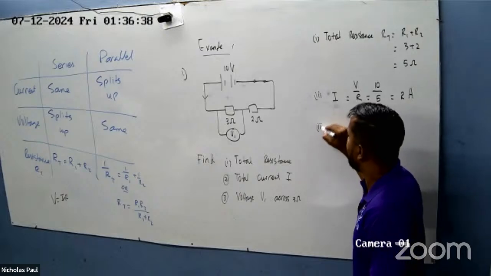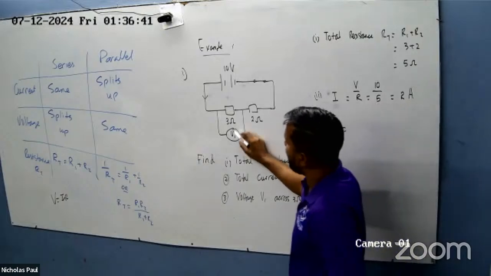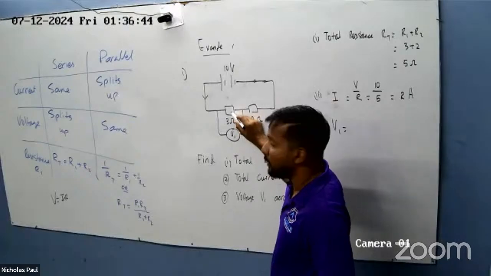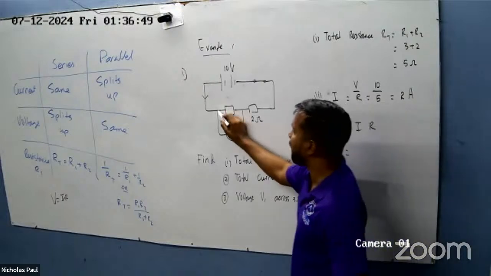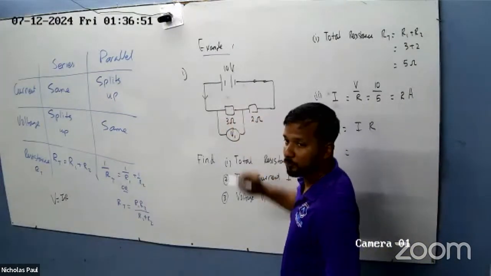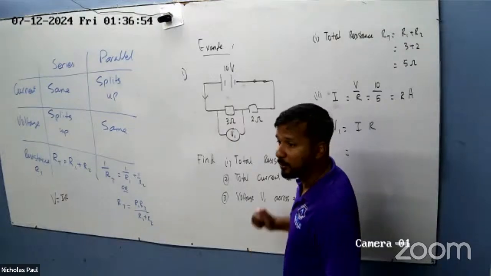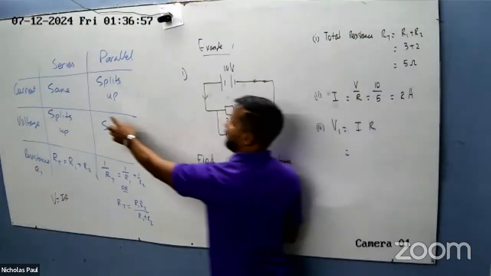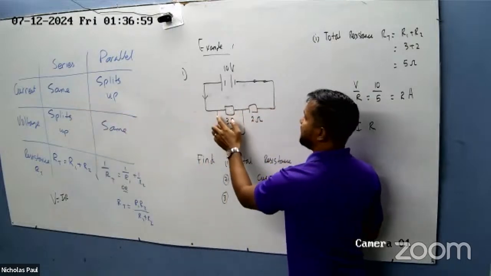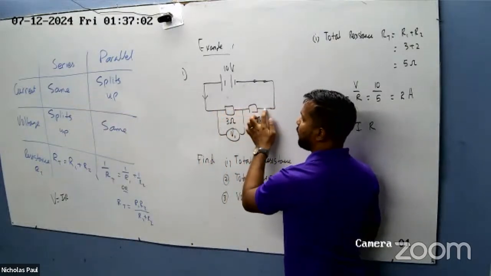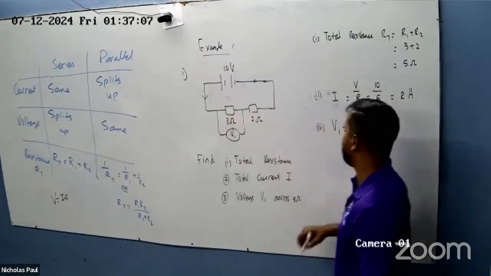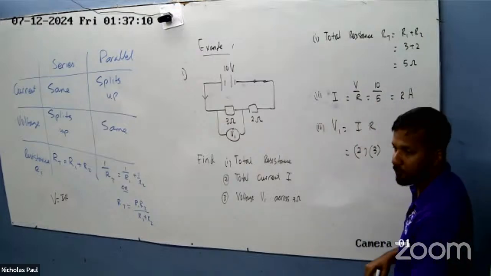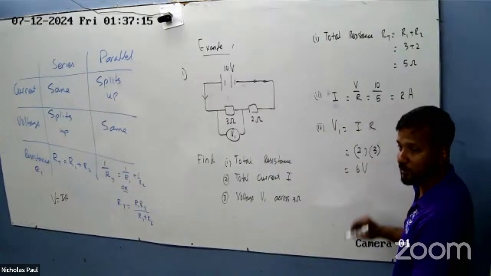Next, they want us to find V1. V1 is the voltage here, right? So we know that V is equal to I times R, correct? What's the current flowing here? 2. Why? Because current in series is the same. So I have 2 amperes here and 2 amperes here. And the resistance I know. So the voltage is 6 volts.